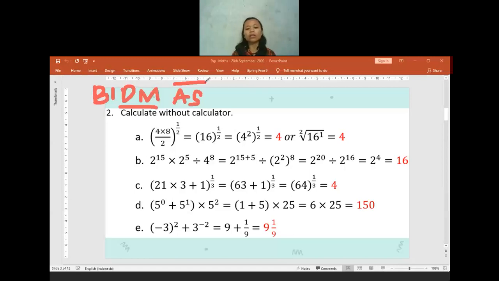4 times 8, it will be 32. 32 divided by 2, it will be equal to 16. Because you are not using a calculator tomorrow, if you have difficulties calculating, you can do the crossing out. So 2 divided by 2 will be 1, and 4 divided by 2 will be 2.